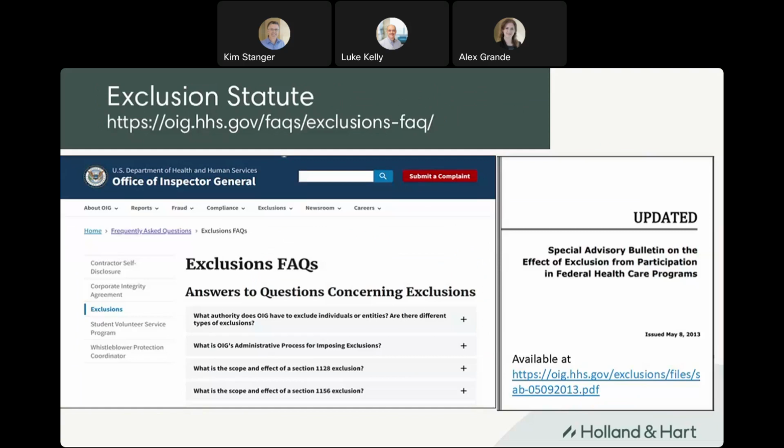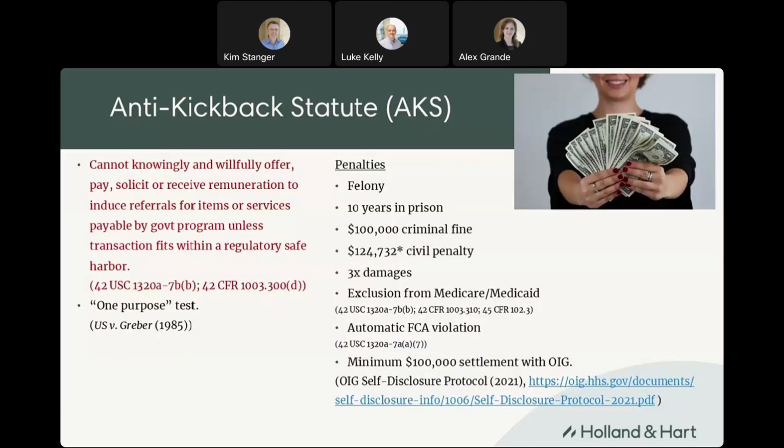They've got a bunch of FAQs concerning the exclusion statute. And they've also posted an advisory bulletin talking about the effect of program exclusion. The bottom line here is make sure that you're regularly checking your list of excluded individuals and entities against your employee database and potentially contractor database, not only when you hire them, but periodically thereafter to make sure that you're not hiring or contracting with these excluded individuals.